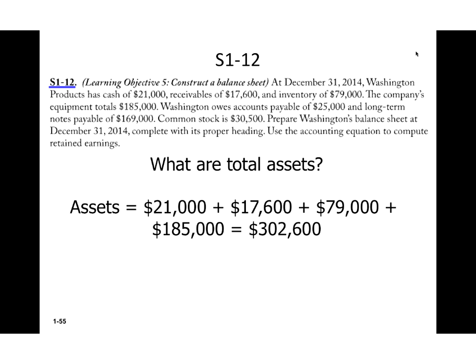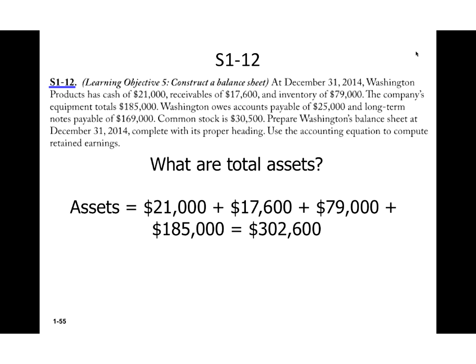So my assets are cash, receivables, inventory, and equipment. All those are assets. I add them up. I get the $302,600. So you need to have that written down off to the side. Total assets are $302,600, because then I'm going to the next question I need to answer.